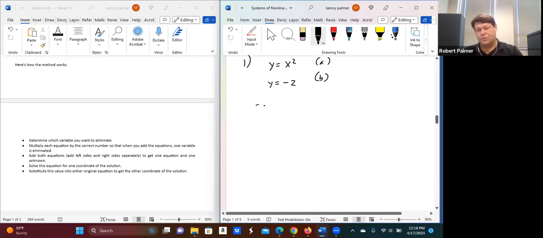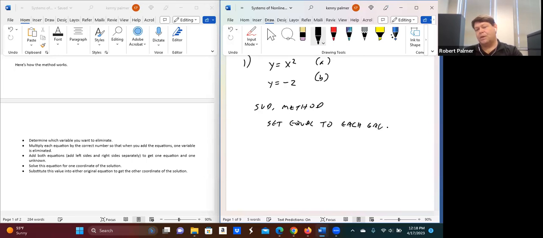Well, in this case, let's just use the substitution method. This is a simple example because, since they're both equal to y, we can just set them equal to each other. I'm picking a very simple example just to show what happens when there's no solution. So we have x squared is equal to -2.